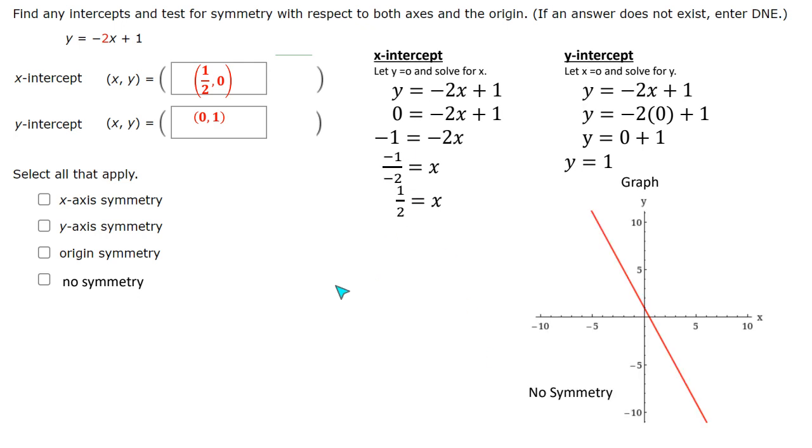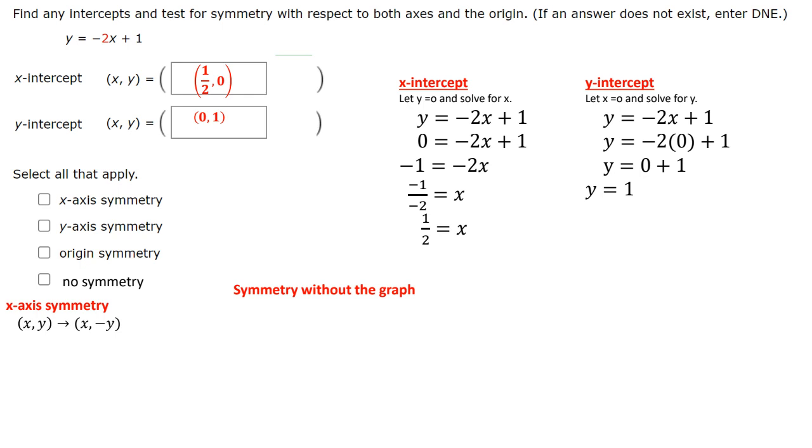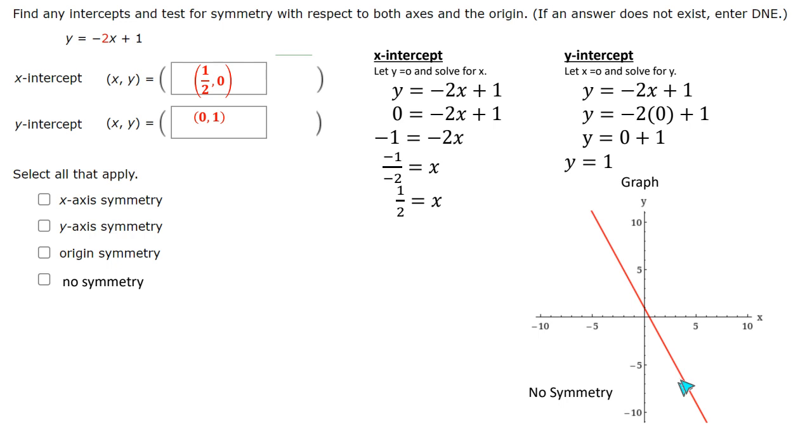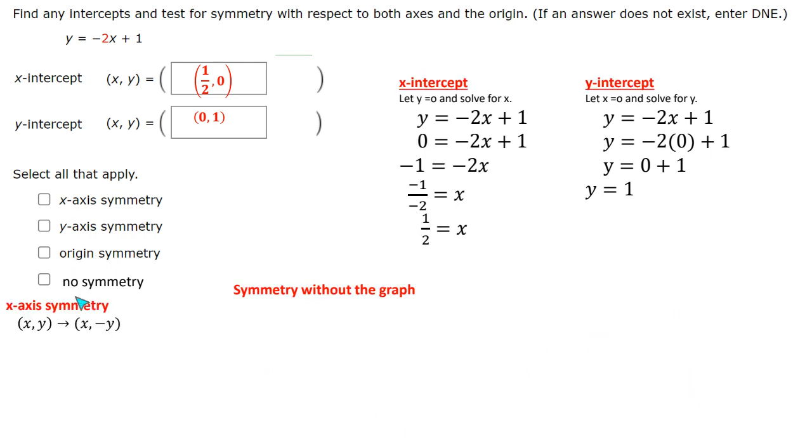Now we want to look at symmetry. If I was to graph this line, then we can see if it has any symmetry. The other way to figure out if there's symmetry is to do it algebraically. So number one is you can graph the equation and check for any symmetry, or you can also find it using algebra. To figure out if something has x-axis symmetry, we're going to take our point and switch our y to a negative y.